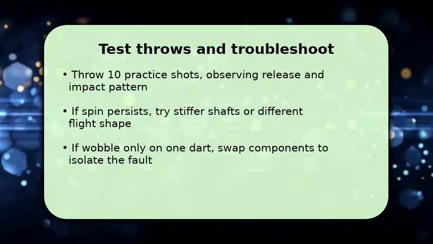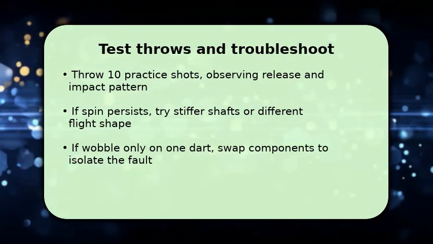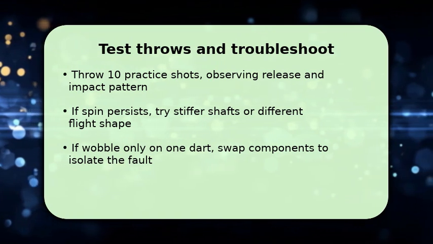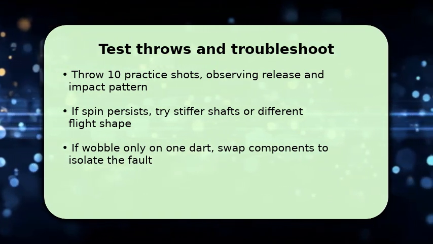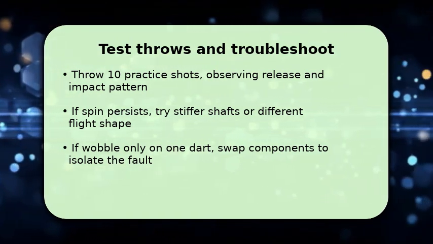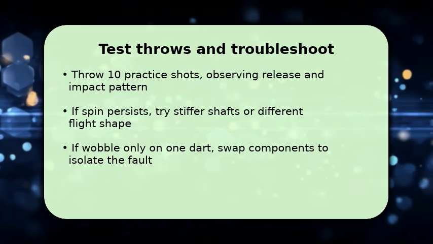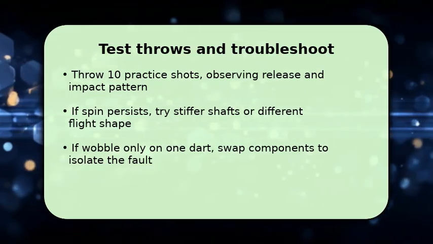Finish by testing and iterating. Throw 10 focus shots and watch the path and where darts stick on the board. You want consistent, straight entries. If you still see spin, change to stiffer shafts or a different flight shape to alter airflow and rigidity.